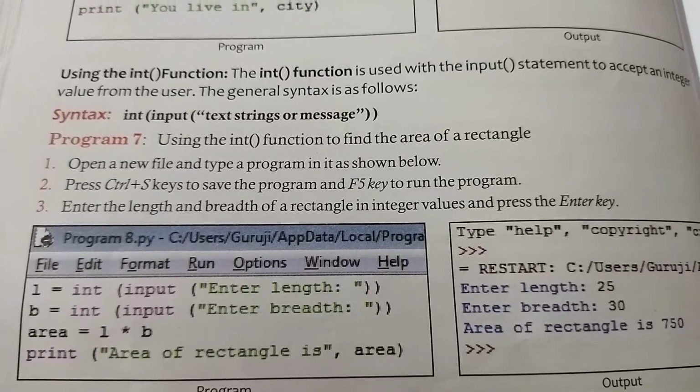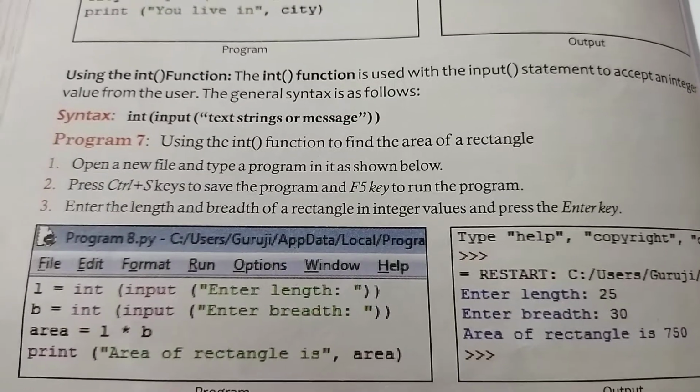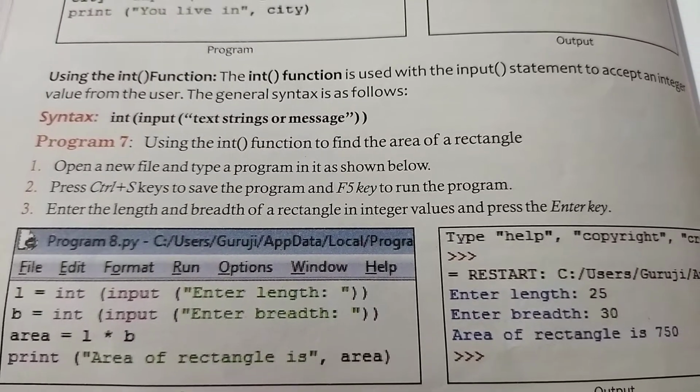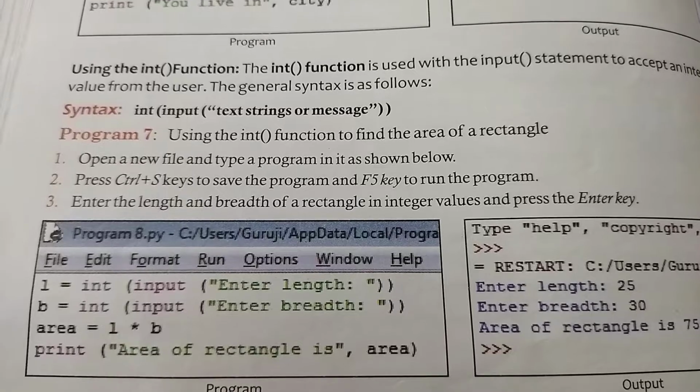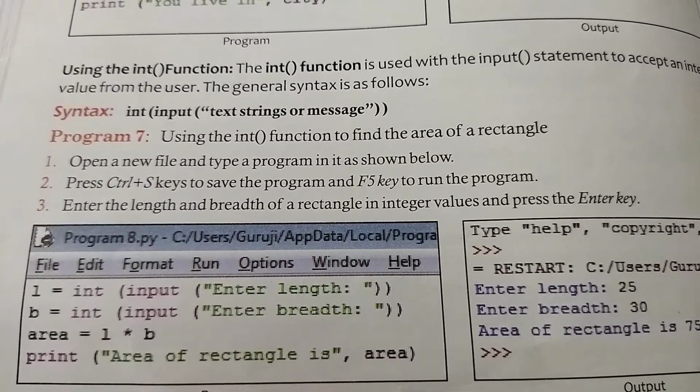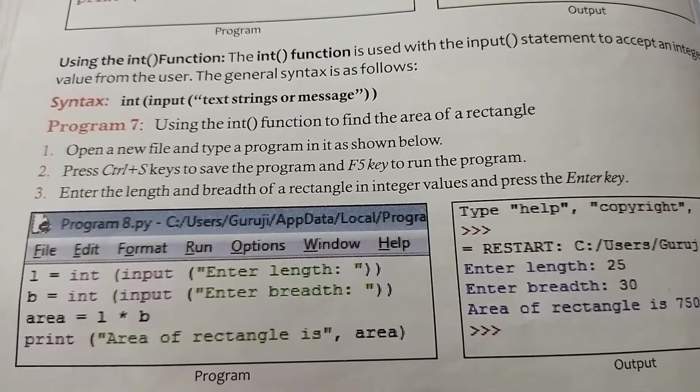Okay, so the program output comes: enter length equal 25, then enter breadth equal 30. Okay, so the area of the rectangle is 750. So this is a program using the int function to find the area of a rectangle.